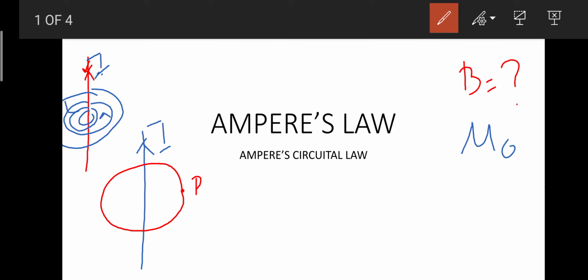Number one, an Amperian loop can be drawn in any shape according to our feasibility, but it should be drawn in such a way that any point at which I want to determine the magnetic field should be on or near that particular Amperian loop, right? So in this case, we observe that P is on the Amperian loop.